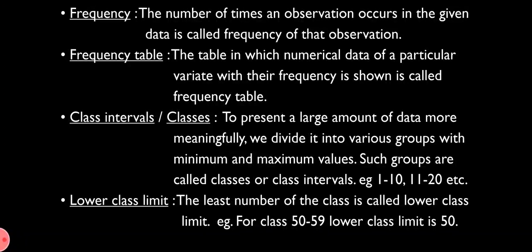Next, in class intervals we have two types of limits. So first is the lower class limit. The least number of the class is called the lower class limit. Example, for class 50 to 59, the lower class limit is 50. So the least number present in the given class is called the lower class limit. That is, suppose we take a group of 1 to 10, so 1 is the least number and 1 will be the lower limit of the respective class.